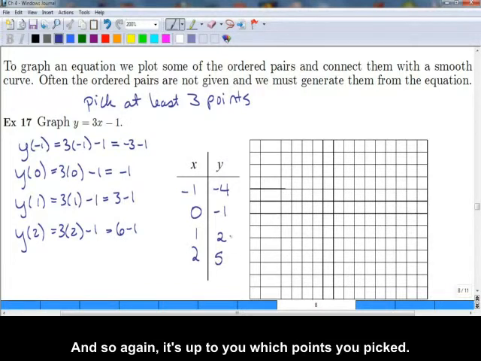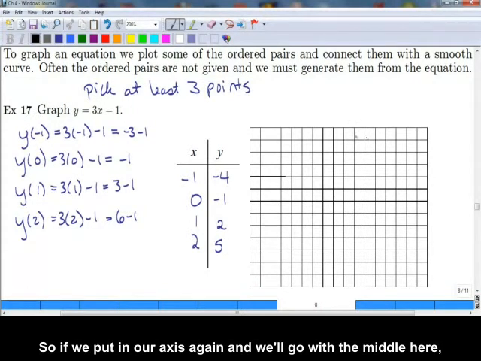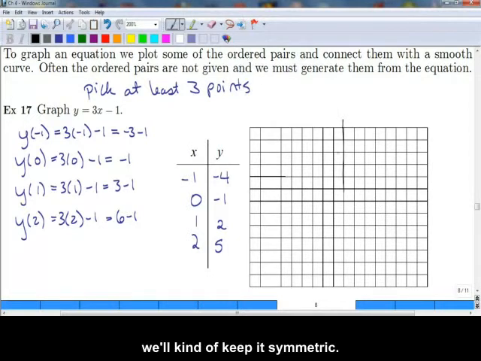And so again, it's up to you which points you picked. I put 4 up there, but you need at least 3. So if we put in our axes again, and we'll go with the middle here, we'll kind of keep it symmetric.